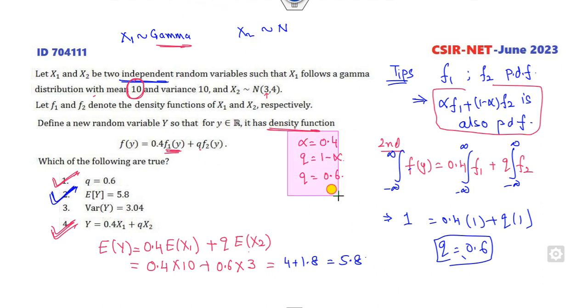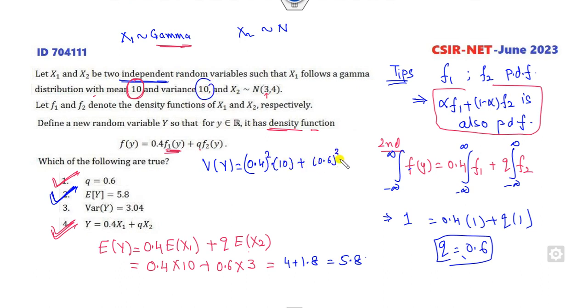Now look at this third option. How can you check? You have to find the variance. So the variance of Y is 0.4 squared times the variance of X1, which is 10, plus Q squared, that is 0.6 squared, times the variance of X2, which is 4. So it is 0.16 times 10 plus 0.36 times 4, which is 1.44. So our answer is 3.04, which is the right answer. So in this question, all are correct answers.